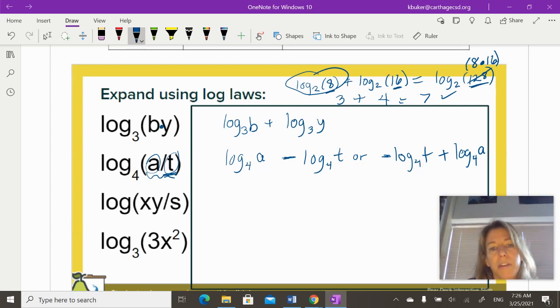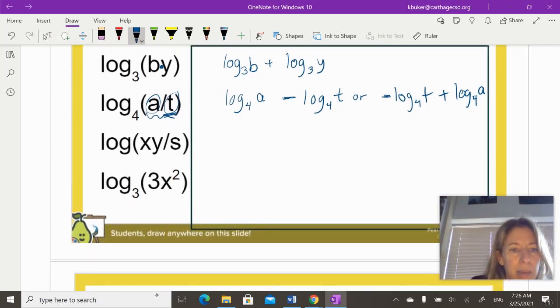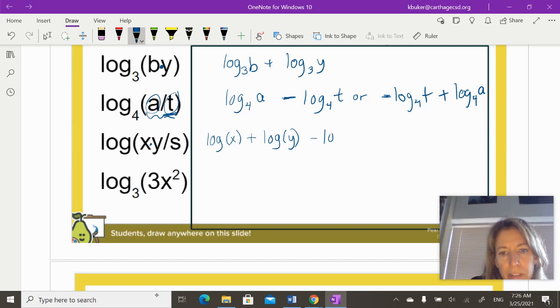This is a combination of multiplication and subtraction. We also have a common log, so we don't have to write a base 10 there, but you should know that it is an implied base 10. So this one we can write out as log of x, being multiplied times log y, so we change it into addition, plus log y. And the denominator would be subtracted, so minus log s.